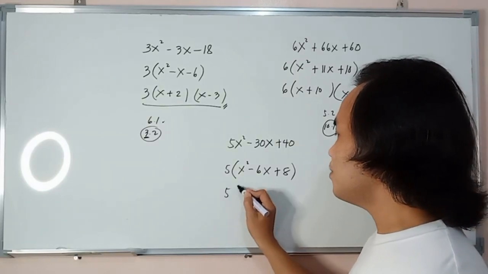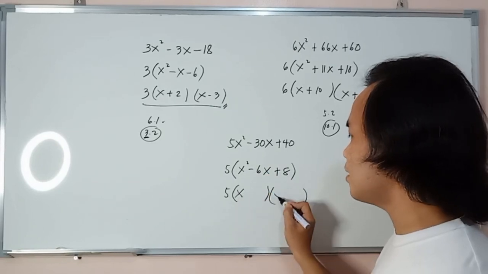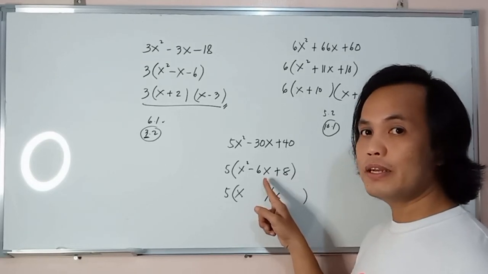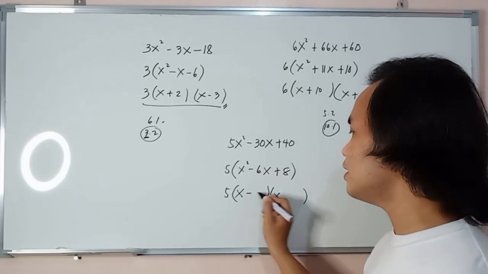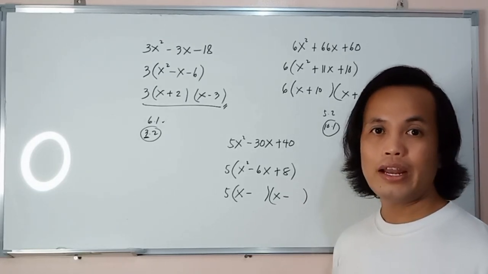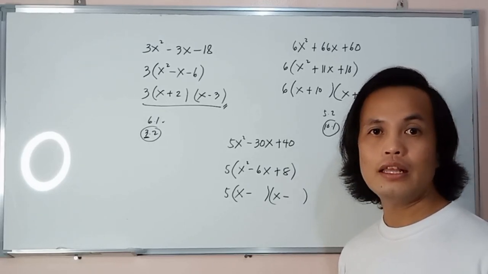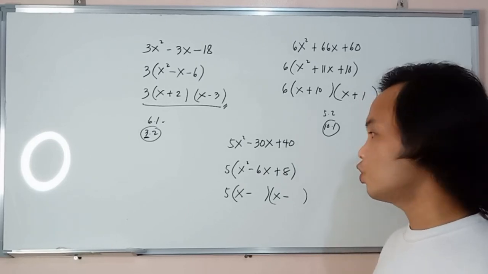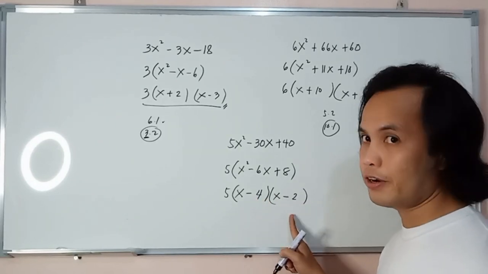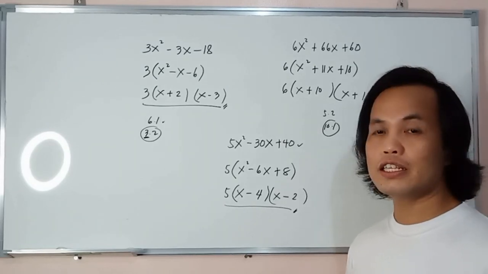Then we factor out 5 times. We factor this trinomial. We have x squared, so we have x times x. Then, our last term is positive, so we copy the sign of the middle term. Since our middle term is negative, we write negative. The factors of 8 that when added will give us 6. So we can use the factors 4 times 2, which is 8, and 4 plus 2 is 6. So we can write 4 here and 2 here, or we can write 2 and 4 here. So these are now the factors of this trinomial 5x squared minus 30x plus 40.